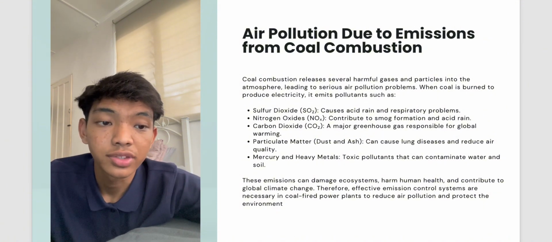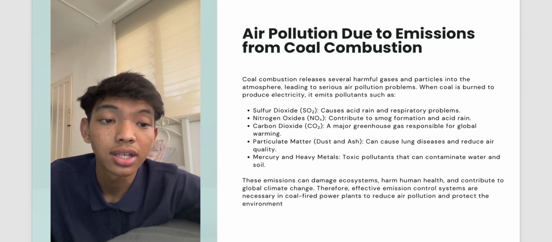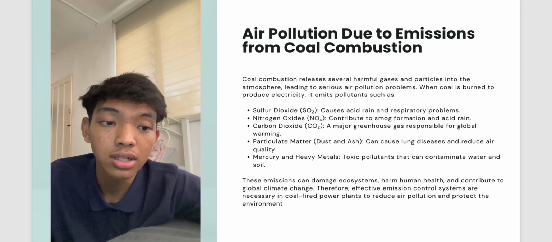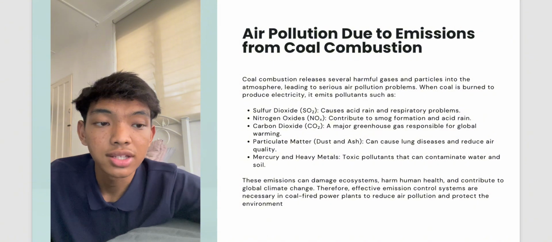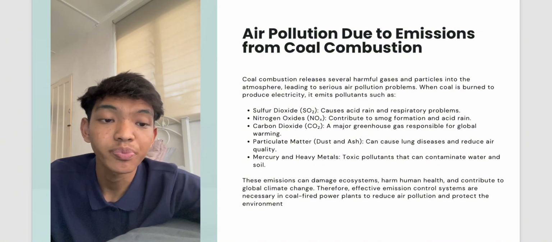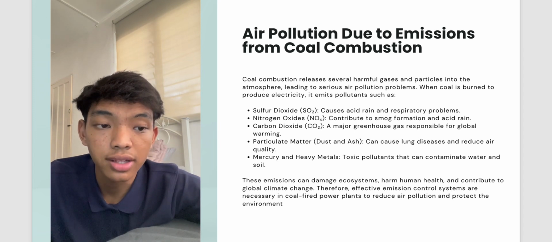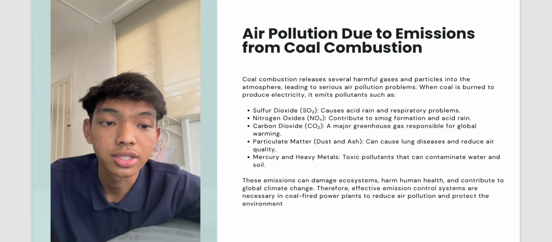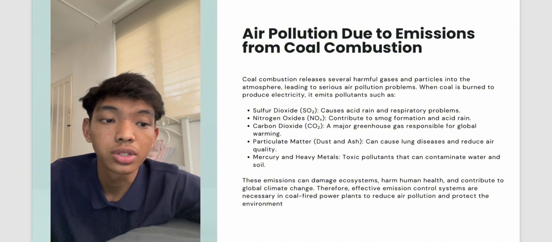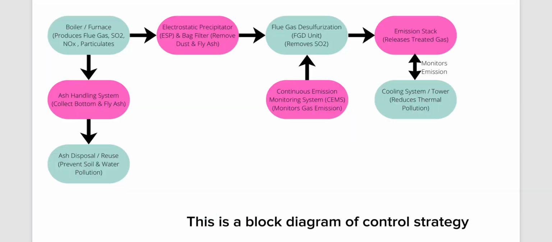Particulate matter, dust and ash can cause lung disease and reduce air quality. Also, mercury and heavy metals, toxic pollutants that can contaminate water and soil. These emissions can damage ecosystems, harm human health and contribute to global climate change. Therefore, effective emission control systems are necessary in coal-fired power plants to reduce air pollution and protect the environment.